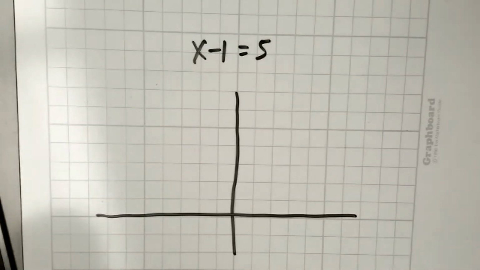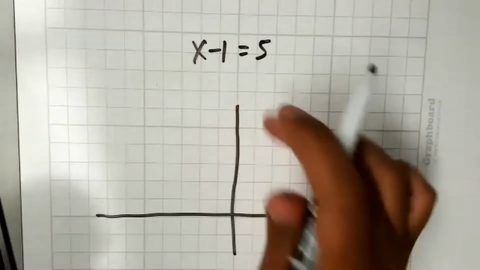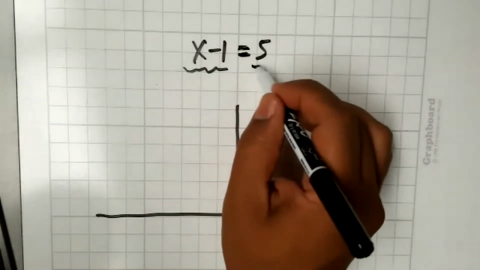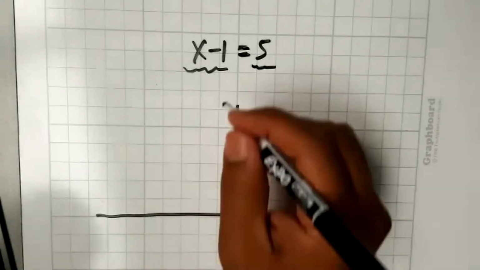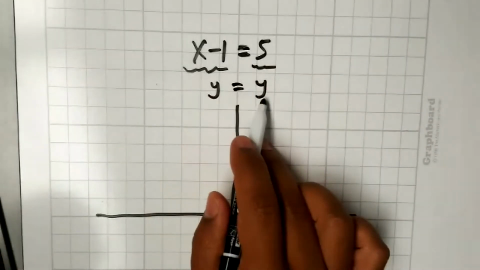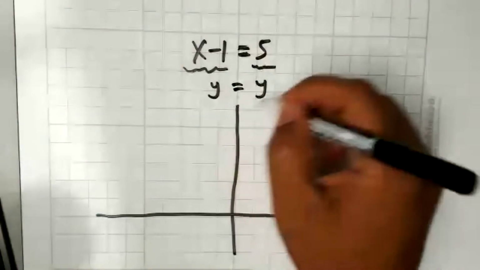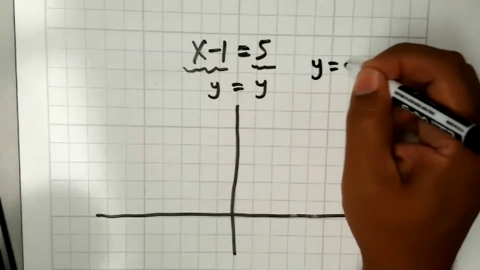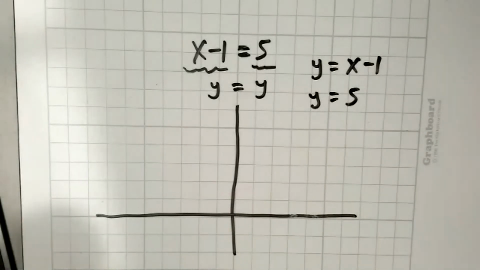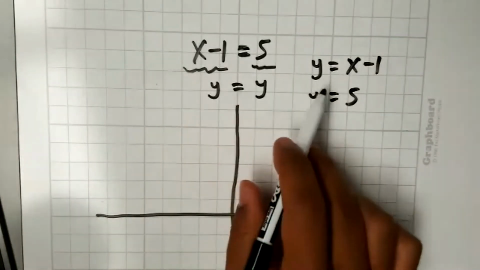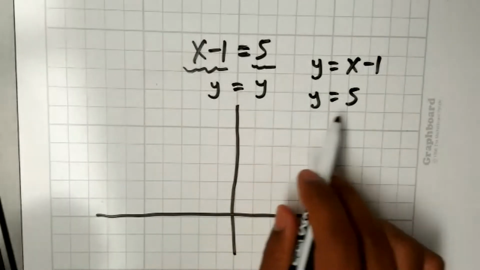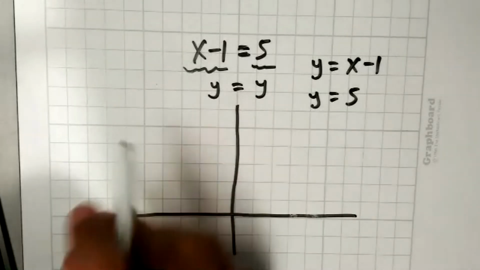Yeah. All right. So if I split this up and say this is equal to this, what if I just said this is y and this is y? Well, doesn't y equal y? Sure. So now I have two equations. I have y equals x minus 1, and I have y equals 5. The left side has to equal the right side. So this function has to equal this one. They're both y values.